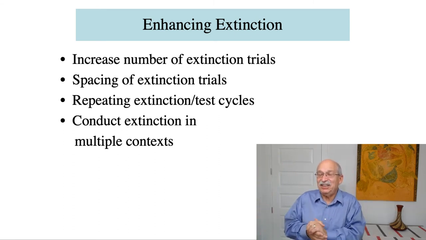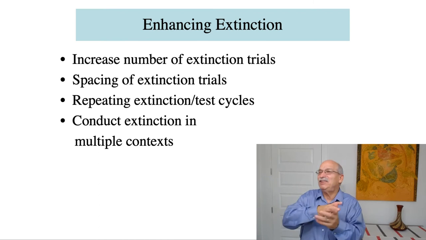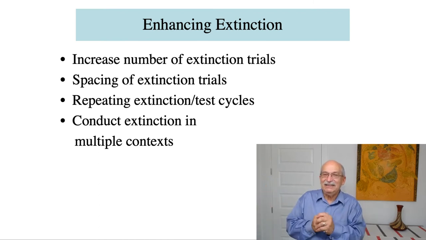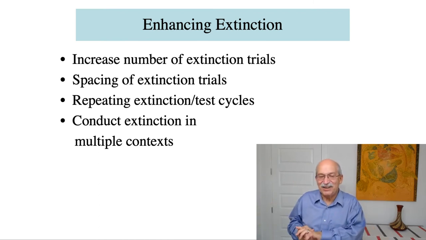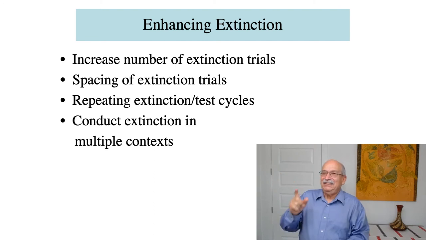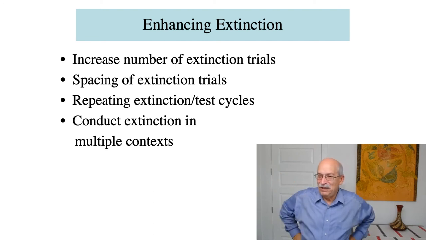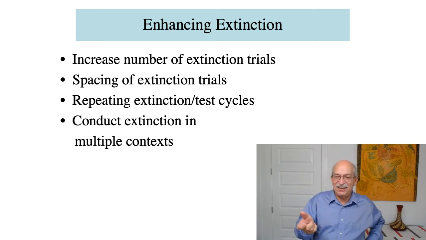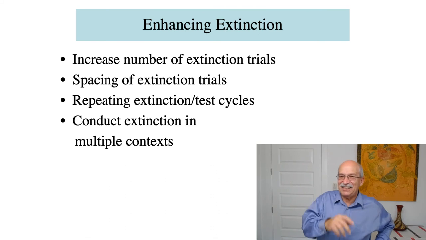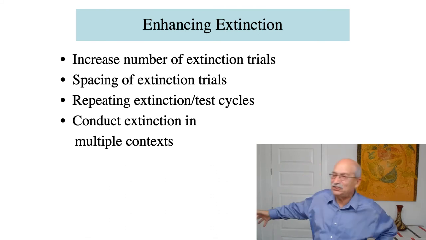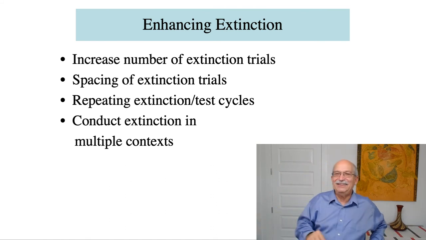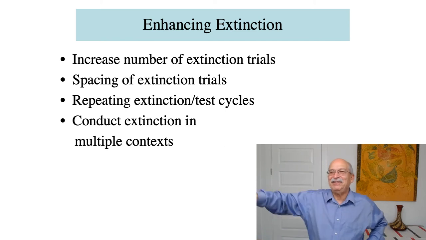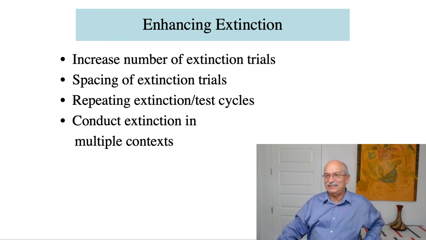Increase the number of extinction trials. You know, if you get recovery, do some more extinction. Spacing extinction trials, generally effective. One of the things that people don't do often enough is to repeat extinction and test cycles. That is, if you see recovery, well, do some more extinction and then test for it again. And if you see recovery, do some more extinction.